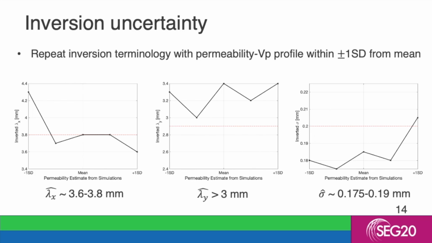For lambda x, it shows that for most of the cases it's inverting for a range between 3.6 to 3.8 millimeters. For lambda y, we consistently overestimate, but at the same time it is a bit inconclusive because it's jumping up and down. Basically, it's telling you any value in this range, above 3 millimeters, is going to give you a pretty good fit. And for sigma, most of the cases invert for a value between 0.175 to 0.19 millimeters. Of course, occasionally a higher value is suggested to fit the profile as well. So this is the uncertainty we were seeing, arising from the different randomness realizations in our aperture genesis.